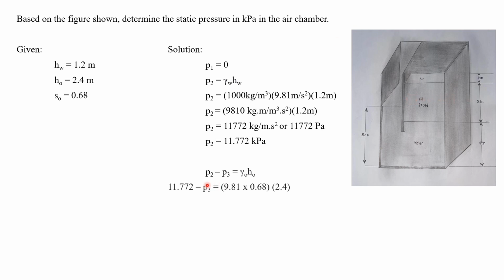Using our equation, P2 minus P3 is equal to the specific weight of oil times the height of oil, we now have 11.772 minus P3 is equal to 9.81 times the specific gravity 0.68 times the height of 2.4. Now, P3 is equal to negative 4.238 kilopascal.